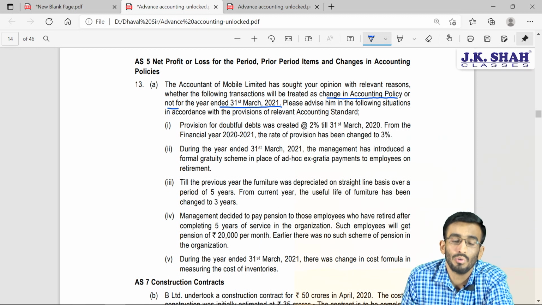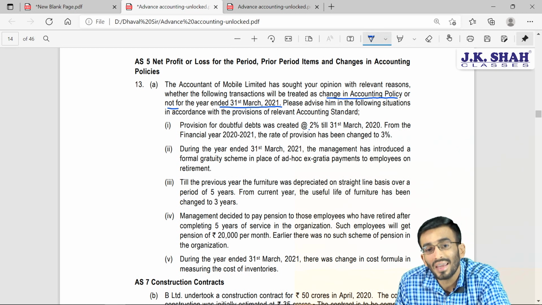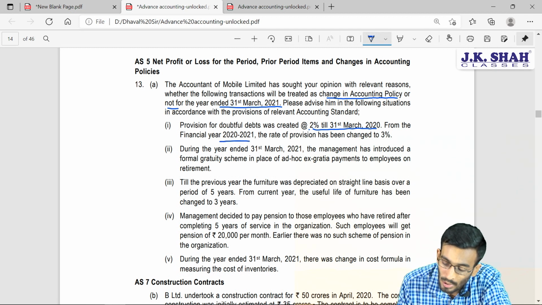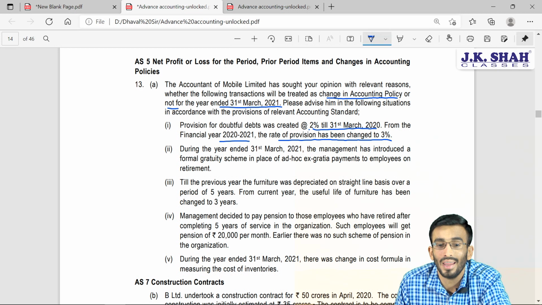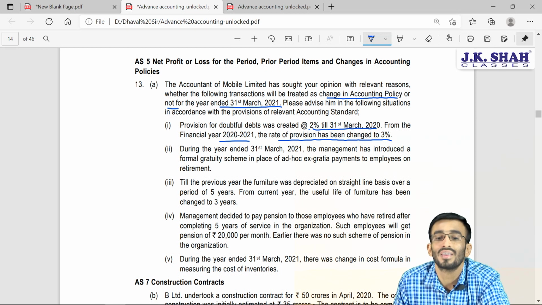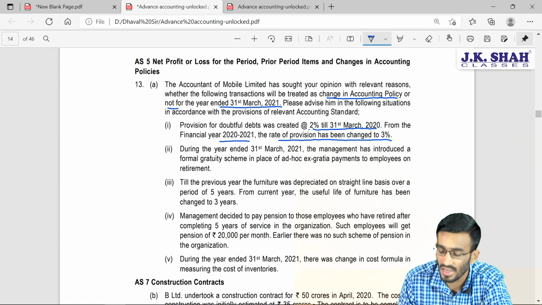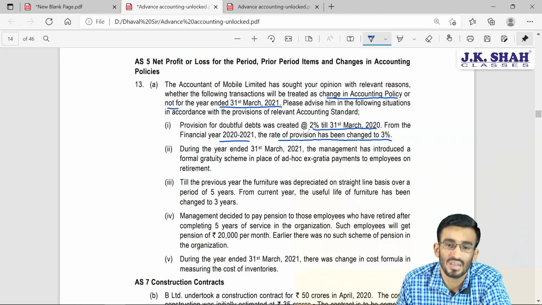Obviously that is with respect to AS 5. First one, provision for doubtful debts was created at 2% till 31st March 2020. From the financial year 2021, the rate of provision has been changed to 3%. So now we have to write whether this transaction is related to change in accounting policy or not. So basically, sir, this is with respect to change in accounting estimates and not change in accounting policy, because obviously we change our estimate from 2% provision to 3% provision. So this is not change in accounting policy.